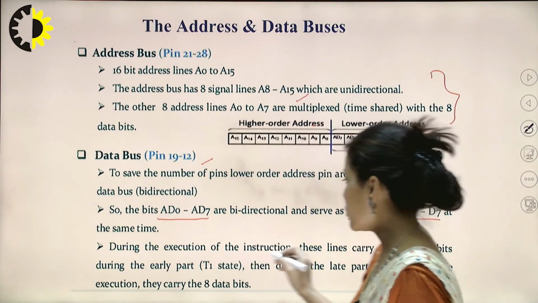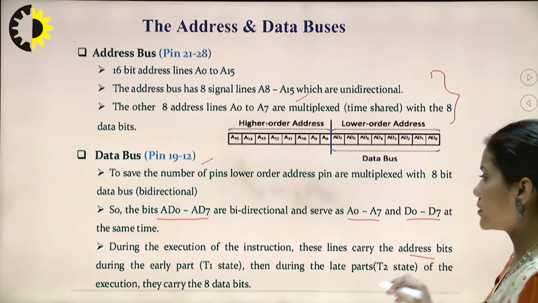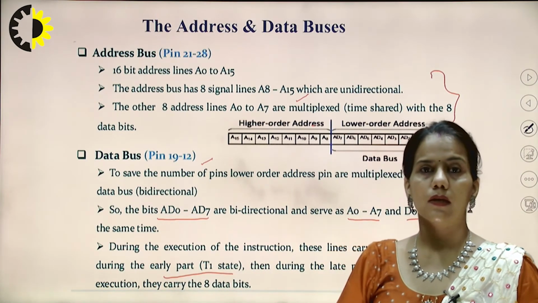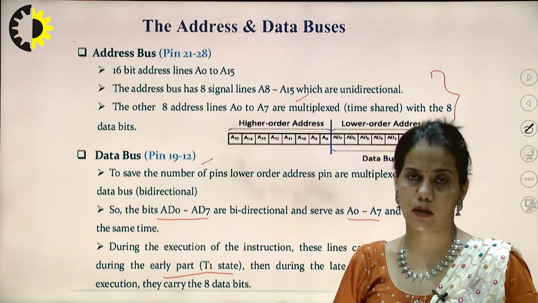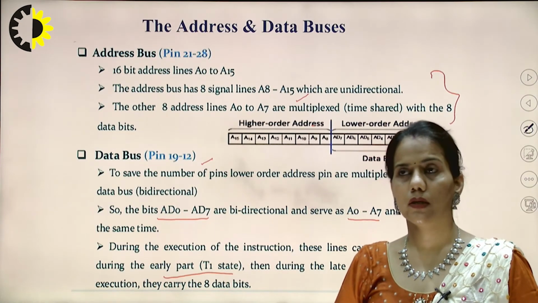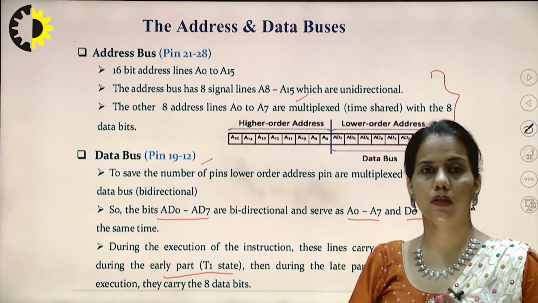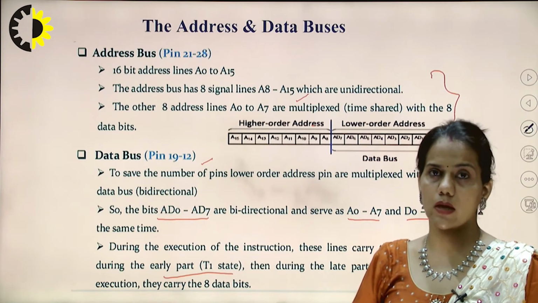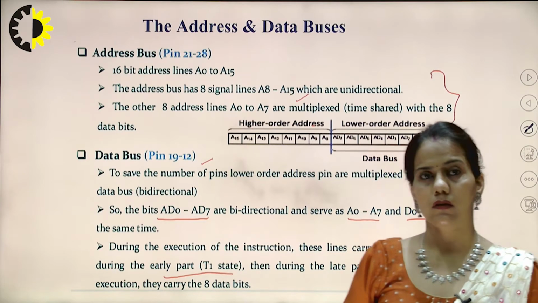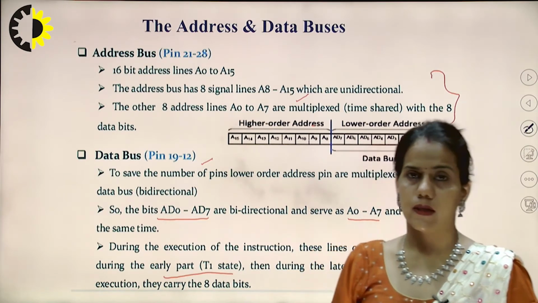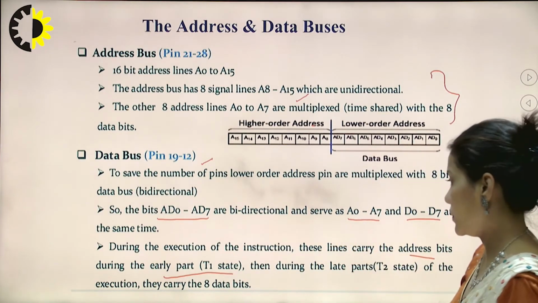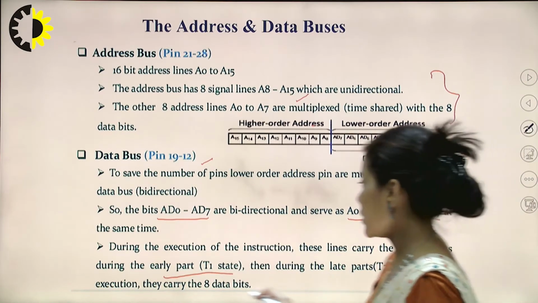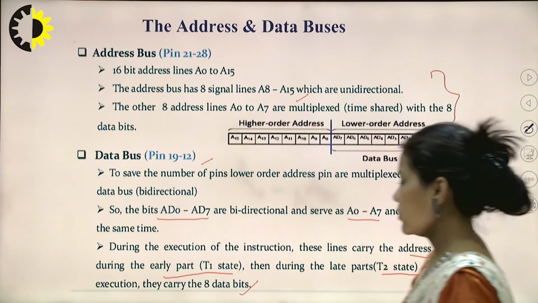During the execution of an instruction, these lines carry the address during the early part, that is during the T1 state. When I explain the machine timing diagrams, you will get to know how during the T1 state the multiplexed address and data bus is used as the address bus, and during the later part of the machine cycle it is used as the data bus. Then during the later part, that is the T2 state, they carry the 8-bit data.